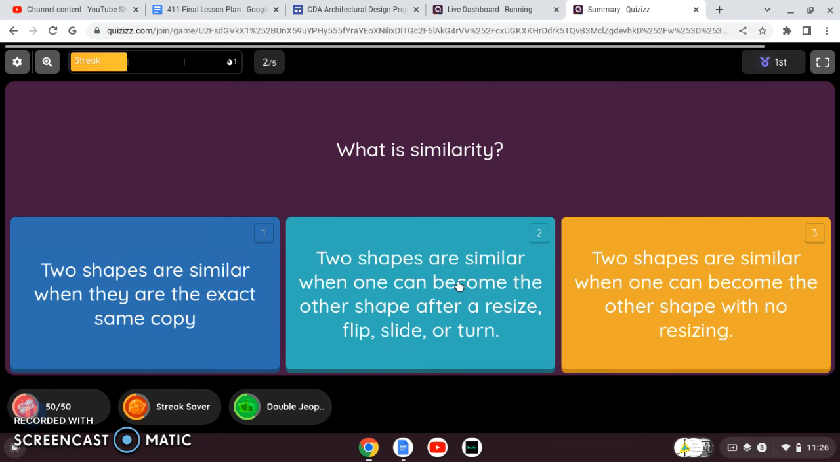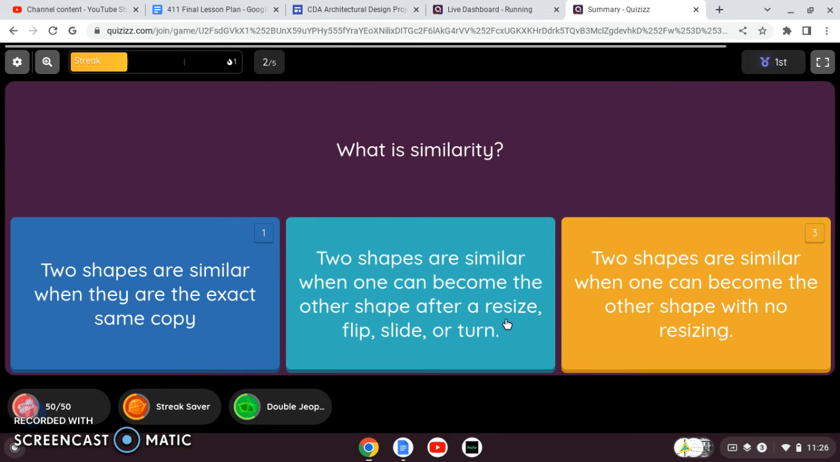If I look at my second option, 2 shapes are similar when one can become the other shape after a resize. Well, I know when I think about resizing, it has to do with dilation, which is something we've been talking about. And I know that we've learned if we flip something over the x-axis or the y-axis or over another point, that those objects are similar if we flip it back over, or if we reslide it, or maybe turn it a certain way, that they could still be similar. So I'm thinking maybe this one is the right answer.